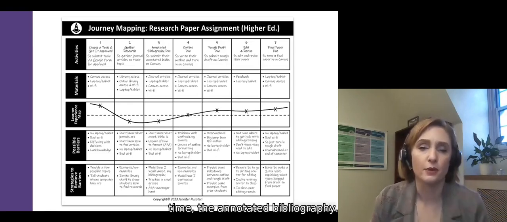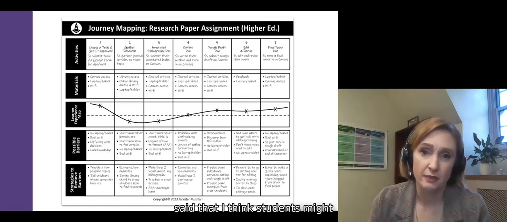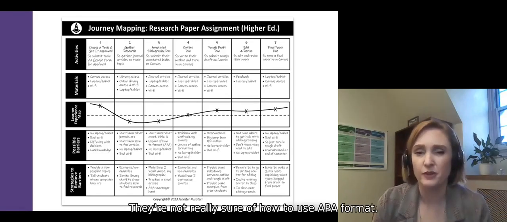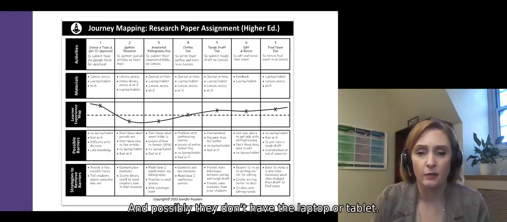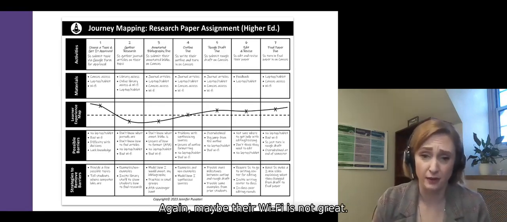So let's look at number 3 this time, the annotated bibliography. So it looks like the barriers I've said that I think students might run into is that they don't know what an annotated bibliography is. They're not really sure of how to use APA format. They don't understand why it's a thing. And possibly they don't have the laptop or tablet. Again, maybe their Wi-Fi is not great.